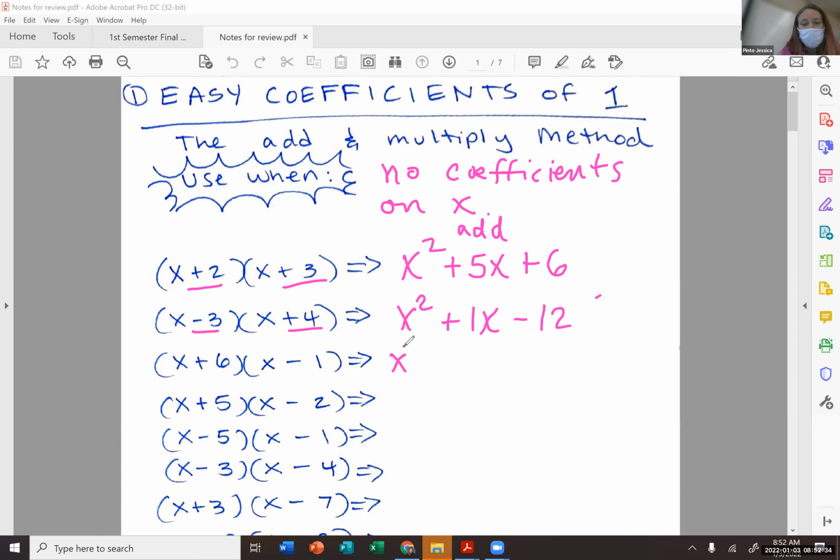So we're going to keep going through the rest of these the same way. I've got x squared, and then I add the numbers. Positive 6 minus 1, which is 5. And then I do positive 6 times -1, which is -6. All right, so then I'm going to do the next one. I've got x squared. Positive 5 minus 2 is positive 3. And then positive 5 times -2 is -10.